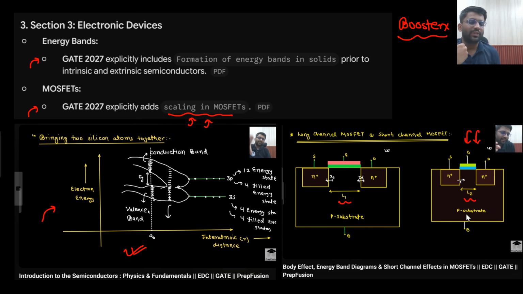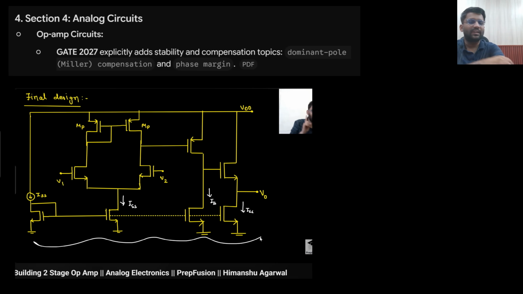And what all effects could be there? What all non-idealities are there, right? Drain induced barrier lowering, all these topics are there, which we have already covered in the EDC playlist in the video on body effect, energy band diagrams, and short channel effect in MOSFET. So we have already covered this. Do not worry about it. About EDC, do not worry about a single thing. You are already good with that. Okay, nothing new here.